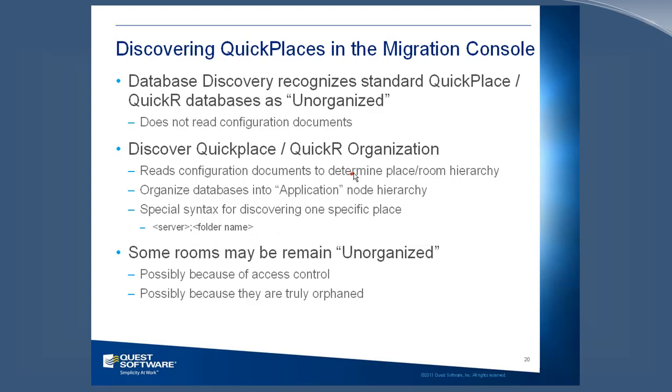Now, when we're doing this discovery of the QuickPlace organization, a few of the rooms may remain unorganized, and the reason is we didn't necessarily have access to it. So if you see some messages that your Notes ID couldn't access a certain QuickPlace, you're probably going to want to fix that, because otherwise those databases will appear as unorganized, and you won't really be able to get a sense of how they fit together. The other reason is some QuickPlace databases are detached from the QuickPlace hierarchy. They may actually be useful databases, but they're no longer configured as subrooms of other QuickPlace sites. So they're going to appear unorganized until you go fix that up.